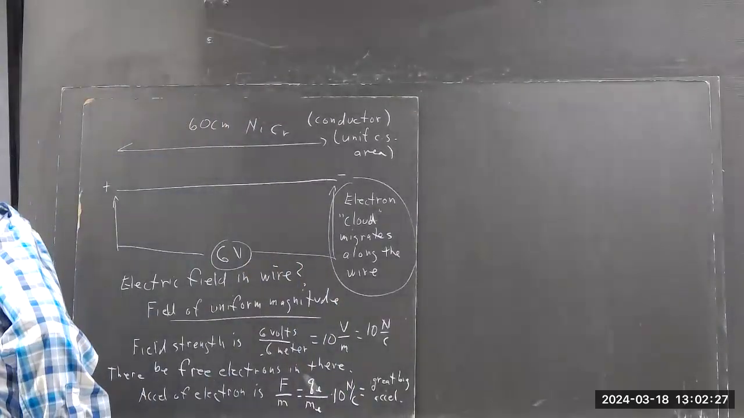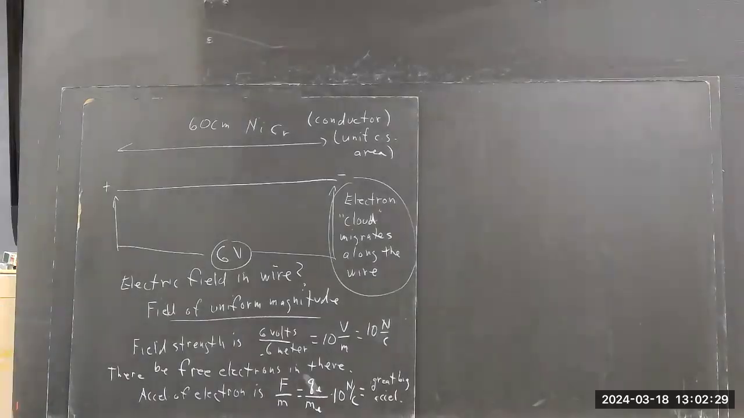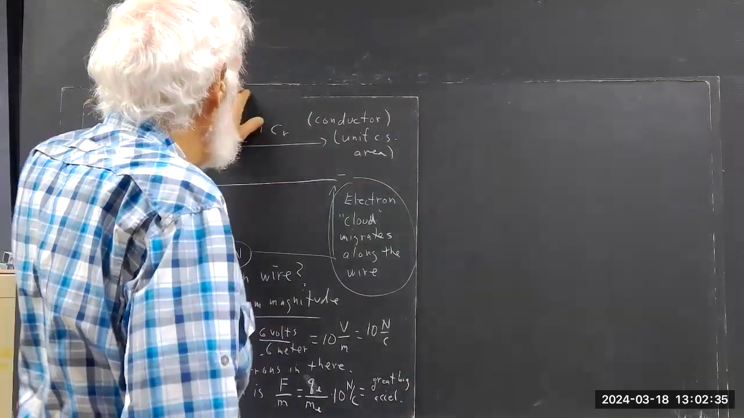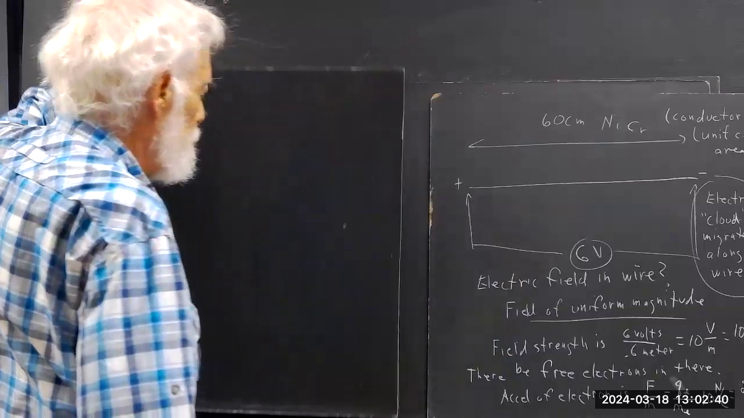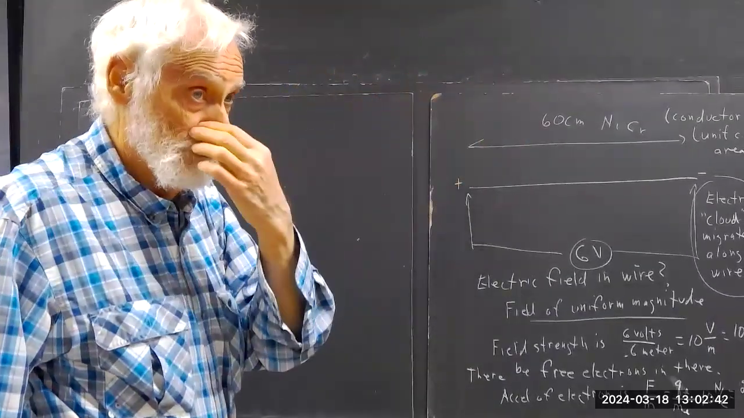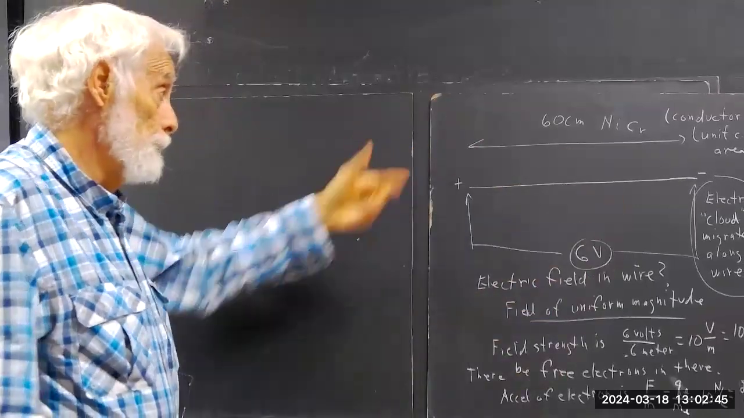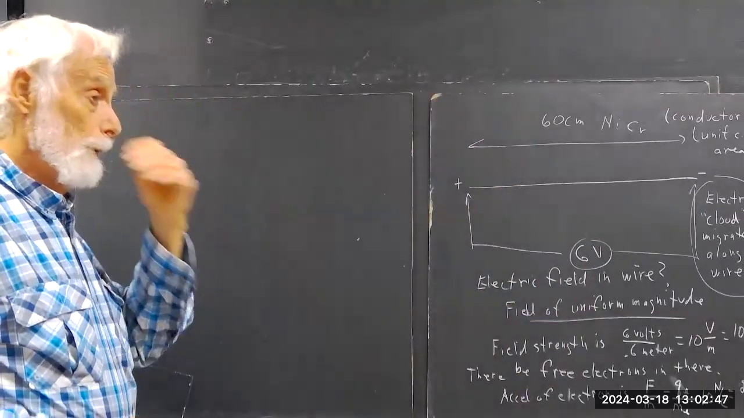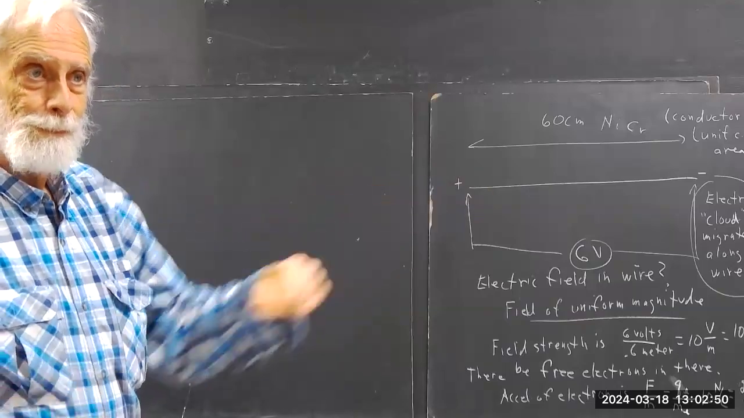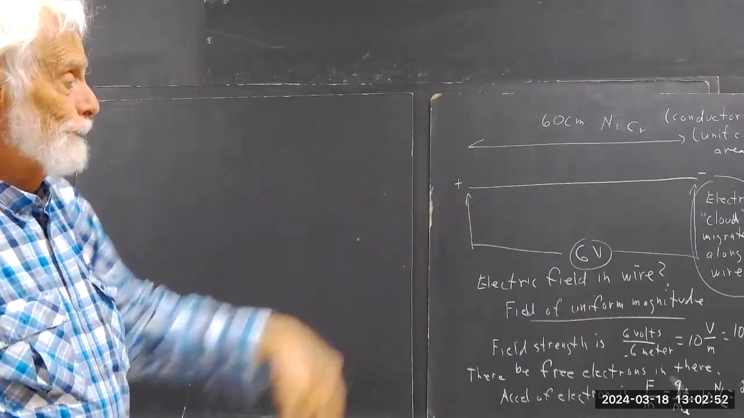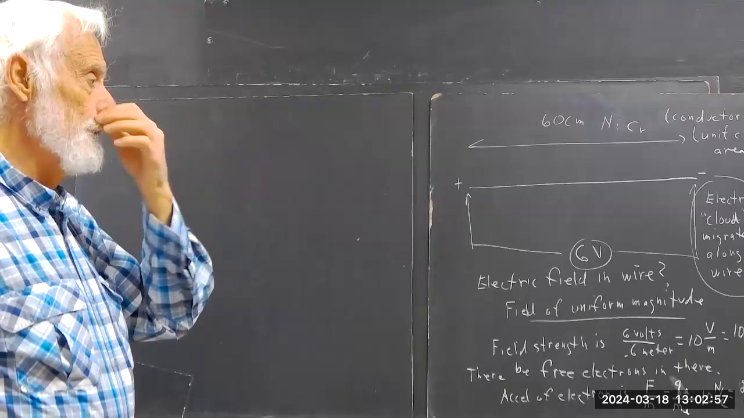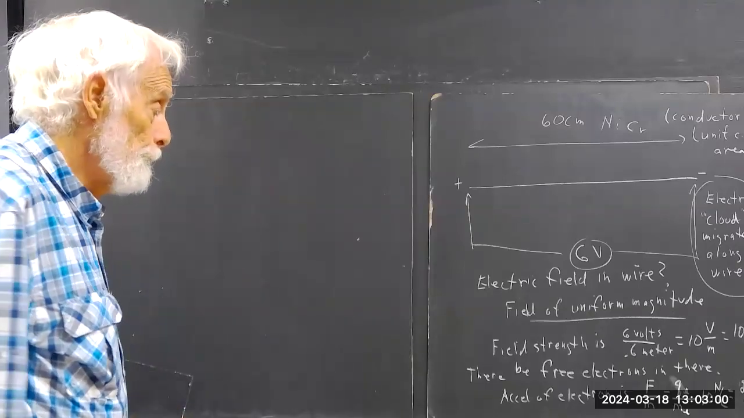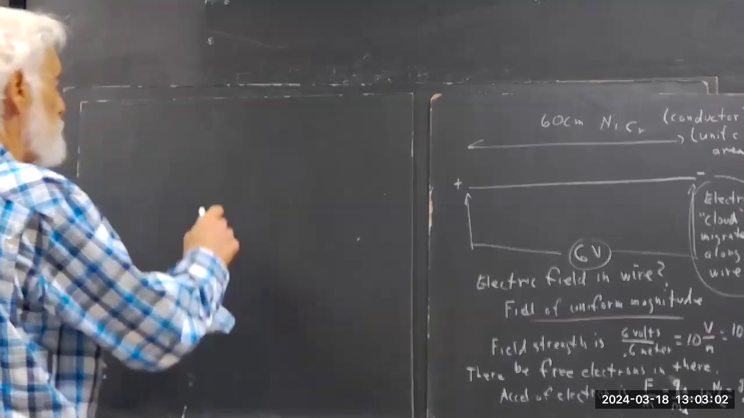Now, how many electrons do you have in this wire? Well, you have electrons that are bound to the nichrome, nickel and chromium atoms, and the ones that are more or less free to migrate and to drift. I say migrates, drift is probably the better word. It's the more standard word.